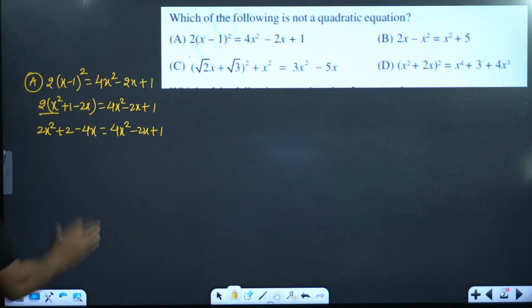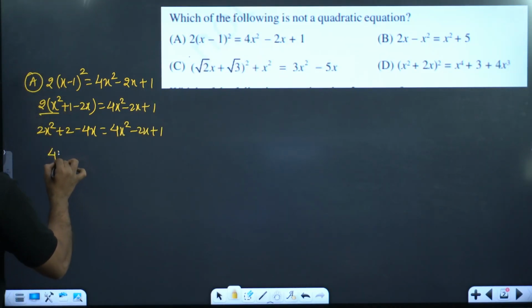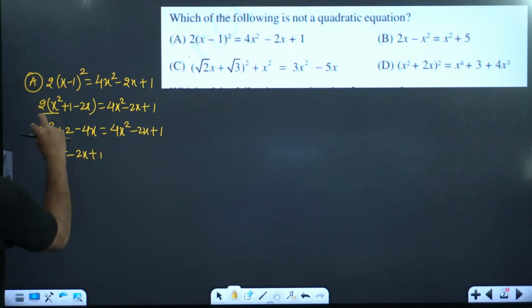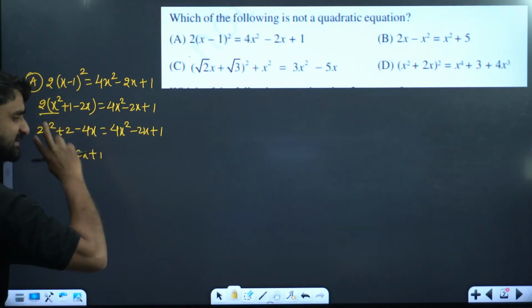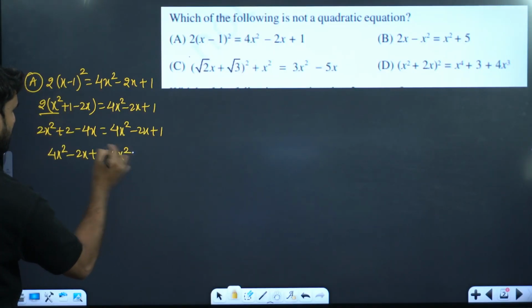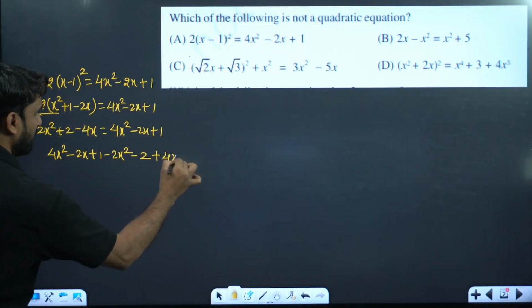Now do one thing, take all these things to one side, so it can be written as 4x square minus 2x plus 1. When we take these things to that side, the sign will change. So positive will become negative, positive will become negative, and negative will become positive, equals 0.